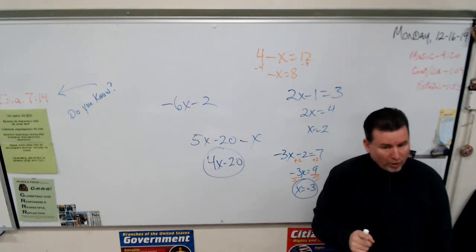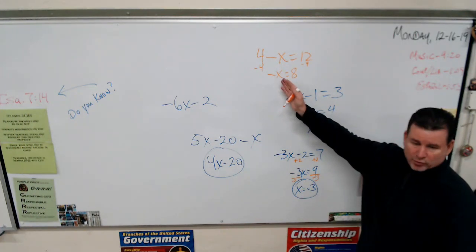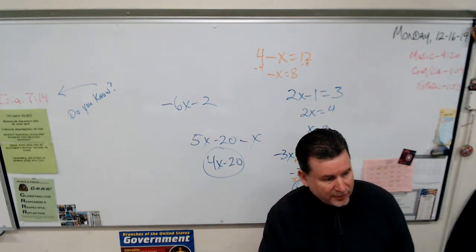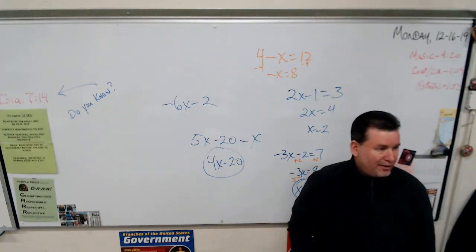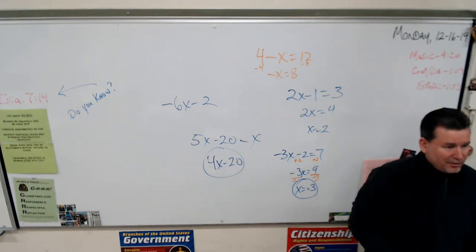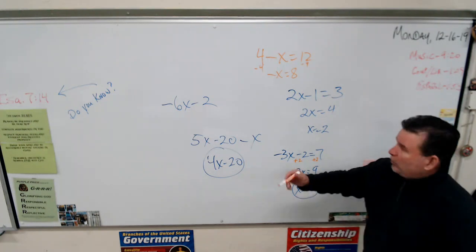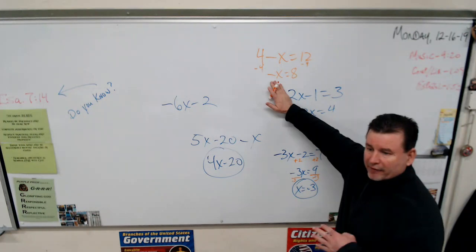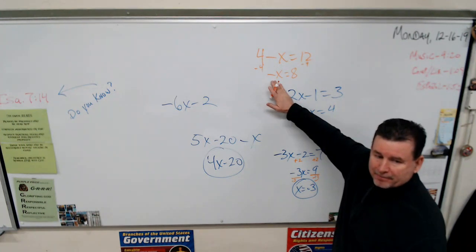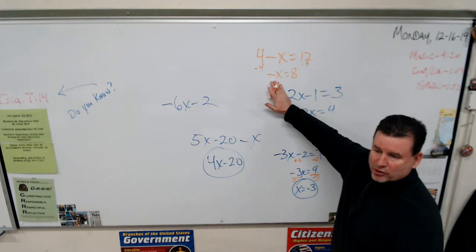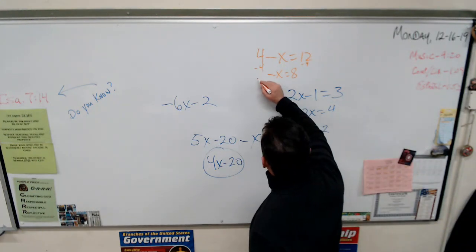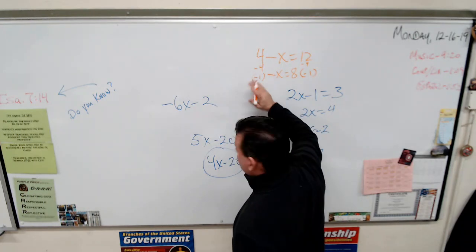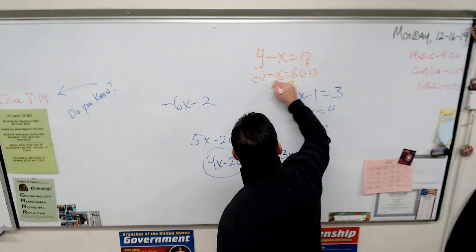Not 1. If I multiply -1 times 1, I still have -1. What can I multiply -1 by to make it 1? -1. Let's say that again. In order to make this x positive, since right now it's a -1x, I would have to multiply both sides by -1, because when you multiply two negatives, you make a positive. So if I multiply this by -1 and this by -1, that gives positive x equals -8.